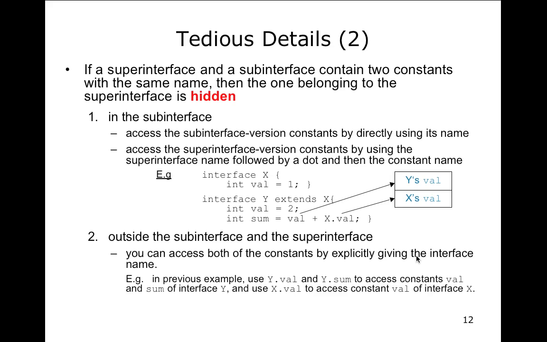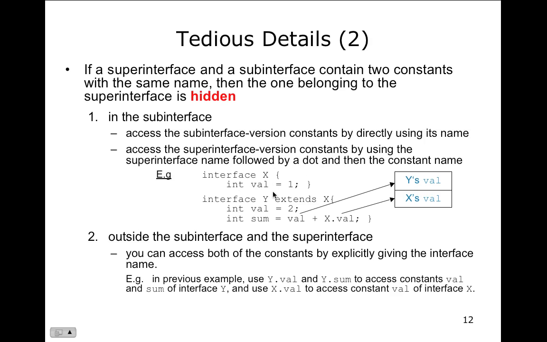All right, so if a super interface and a sub interface contain two constants with the same name, then the one belonging to the super interface is hidden. So you're overriding, in a sense. In the interface itself, you access the sub-interface's version of the constants by directly using its name. Then you can access the super interface version of the constants by using the super interface name followed by a dot, and then the constant name.